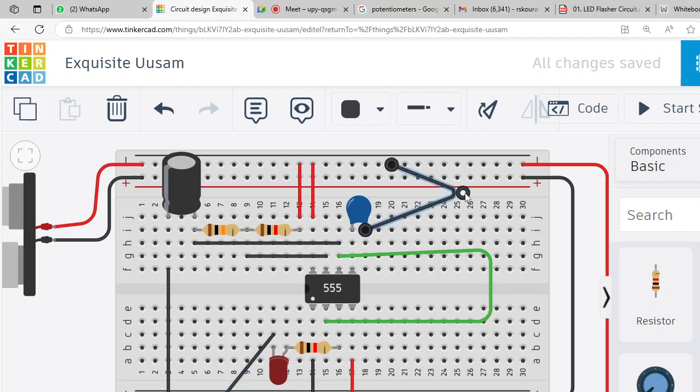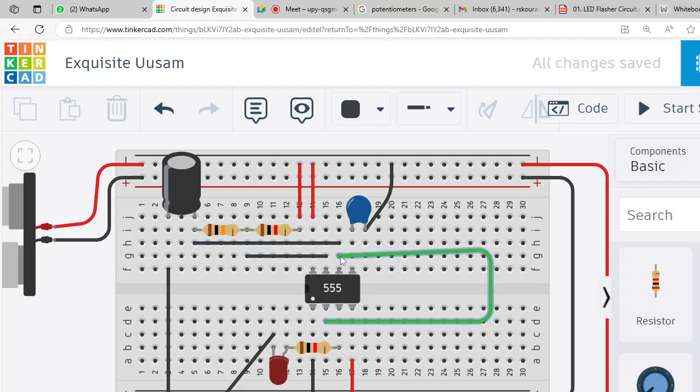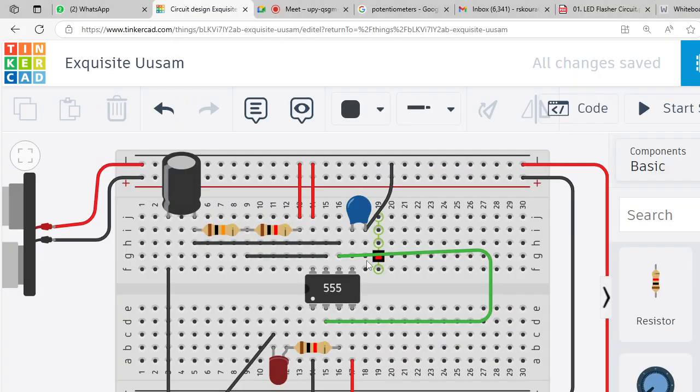This also is a long wire. You could have connected it directly from here. Alright, let's see. Is this connected to power? Yes, it is connected to power. The middle one is connected to pin number 7. Yes. Pin number 2 and 6 are connected. And pin number 5 is connected through the capacitor to earth. Pin number 5 is connected through the capacitor to the earth.